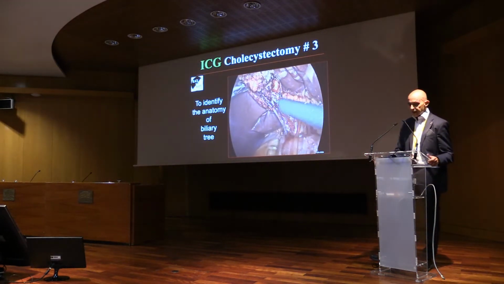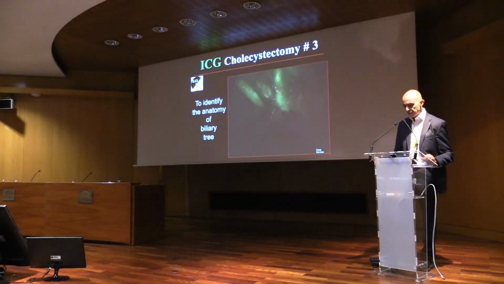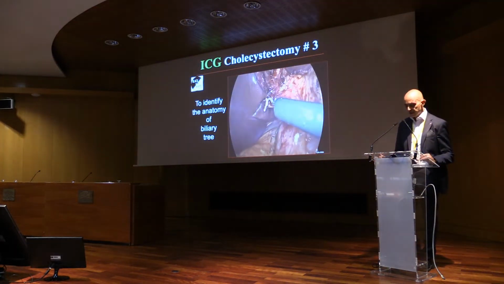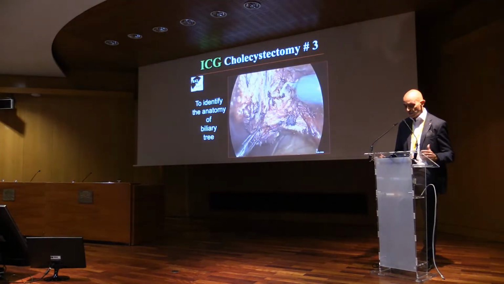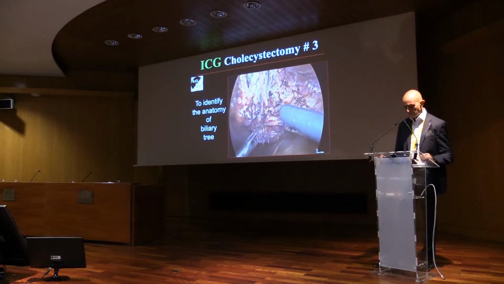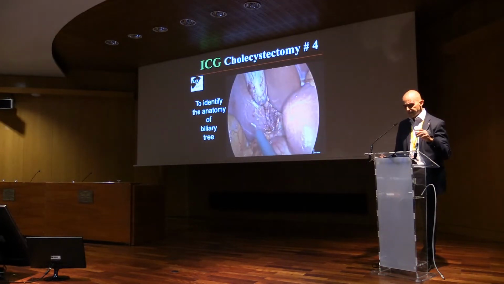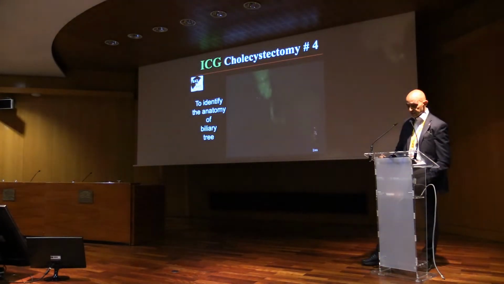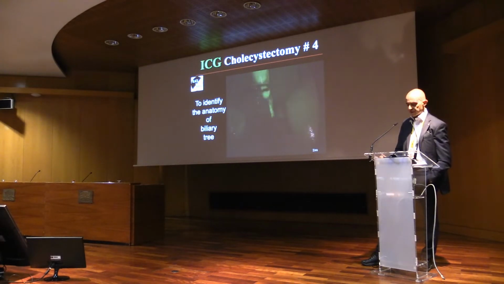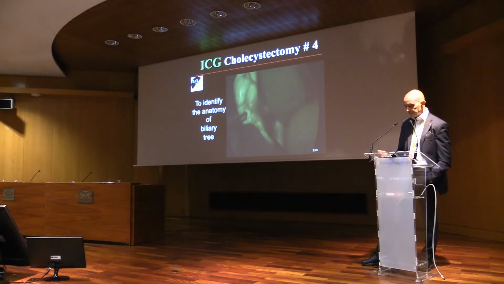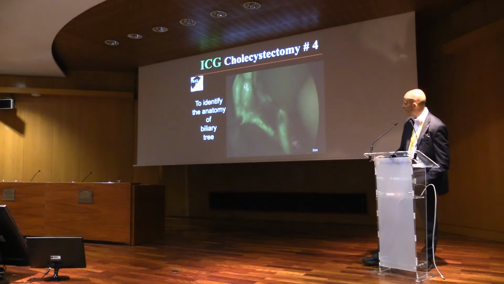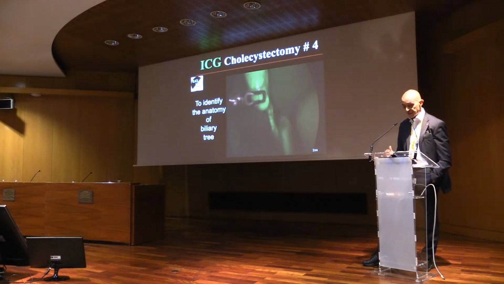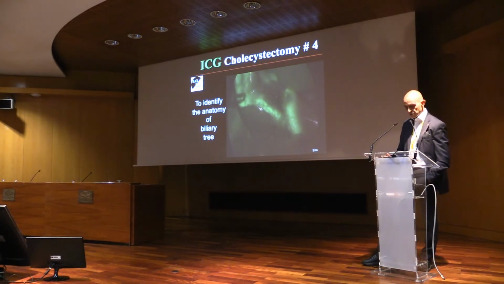Next. And then you can start your dissection without problem, switching from normal view to ICG view, and you have a clear view. If some doubt, you can switch. Next. And then you can see always very well, and you can dissect. Sometimes there are anomalies, but I think thanks to this technology, you have a very, very clear view, and also for trainees, it's easy to perform cholecystectomy thanks to this technology.